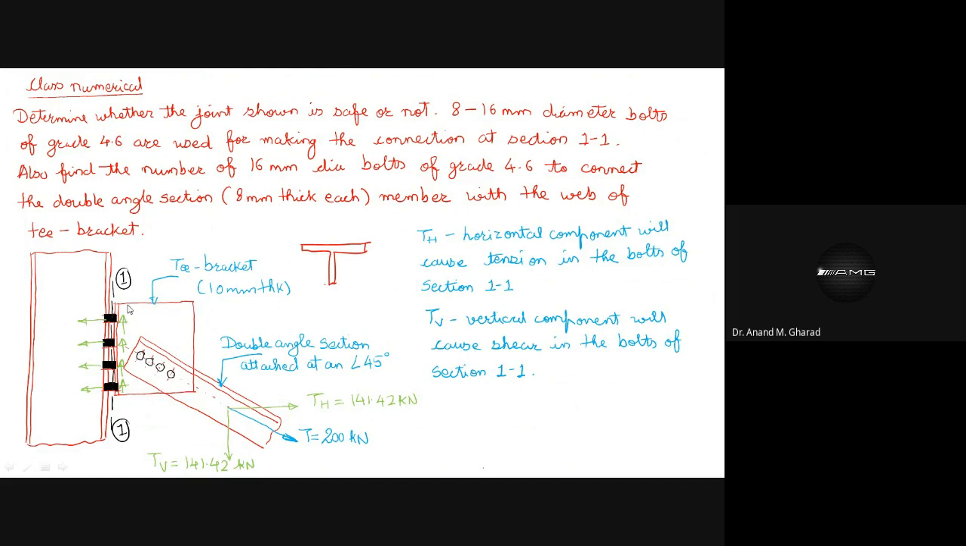Am I right? Are you able to visualize this thing? This is the web portion. Got it? Next, see what is mentioned, that there are double angle sections. Double angle section rather, which is connected to the web of this T bracket.